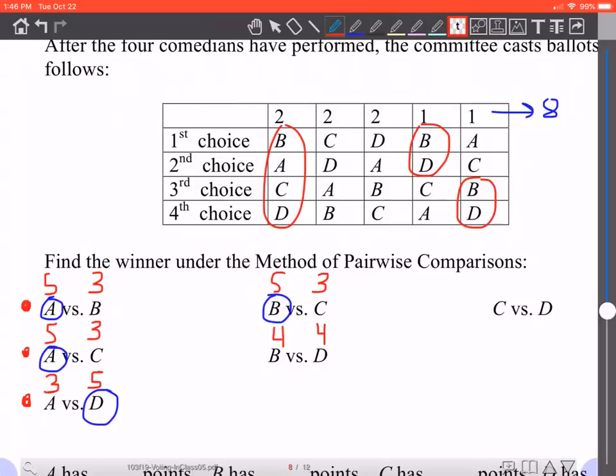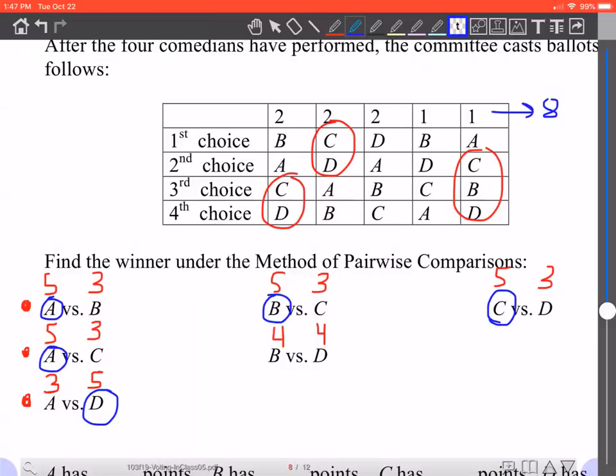All right. Now, looks like we don't have any Condorcet candidate, but that's okay. We can still find out who wins under the method of pairwise comparisons. It's just going to be the person with the most points. So C versus D, this is going to be 2, 4, 5 versus 3 again. C wins.